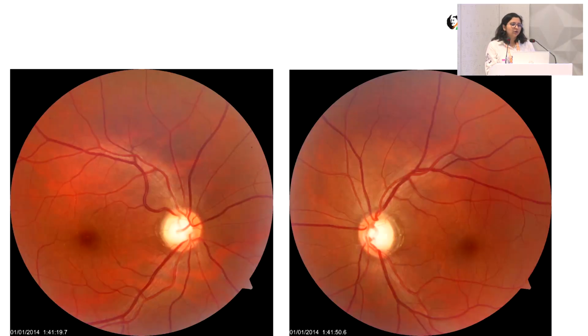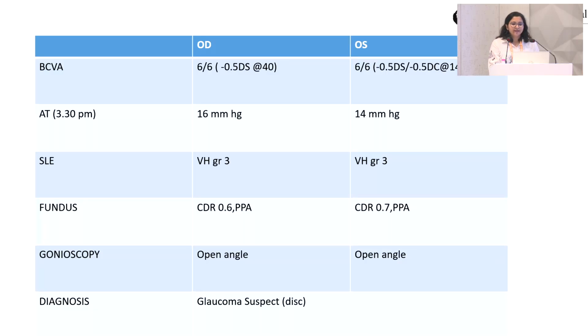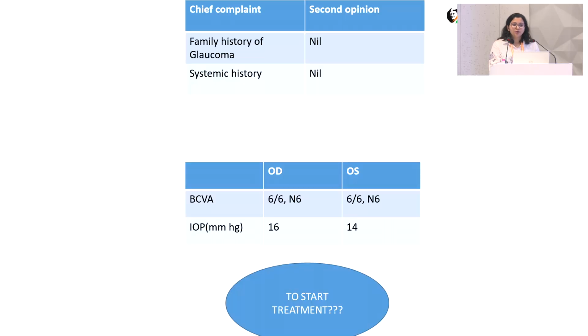The right eye optic disc was slightly larger, cup disc ratio was 0.6, and there was a parapapillary atrophy present. In left eye, cup disc ratio was 0.7, parapapillary atrophy. So we made a diagnosis of glaucoma suspect both eye. So now, when a patient has no family history, best corrected visual acuity 6/6, intraocular pressure 16 and 14, should we start treatment or not for this patient on the basis of looking at the optic disc?